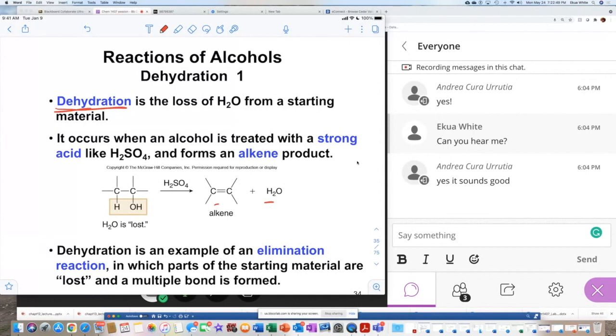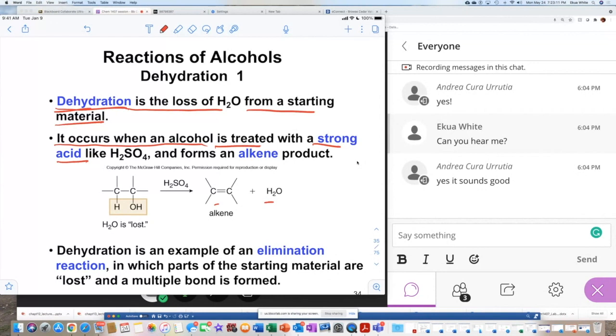So now we're learning something called dehydration. Now, dehydration in the world of biology is you need some water, right? Drink some water. Hold on, let me get some water. It was a coincidence. Okay, but dehydration here means the loss of water from a starting material, because our context is chemistry, not biology.